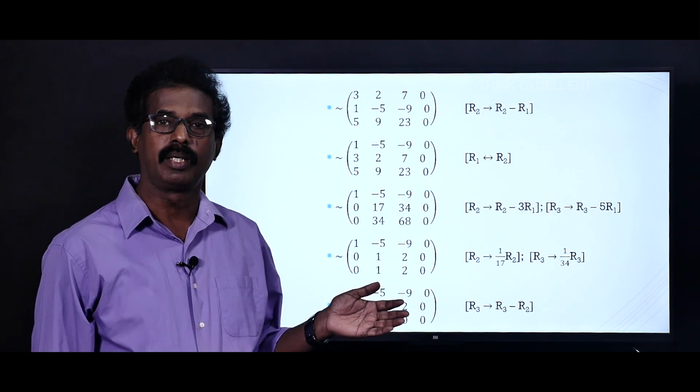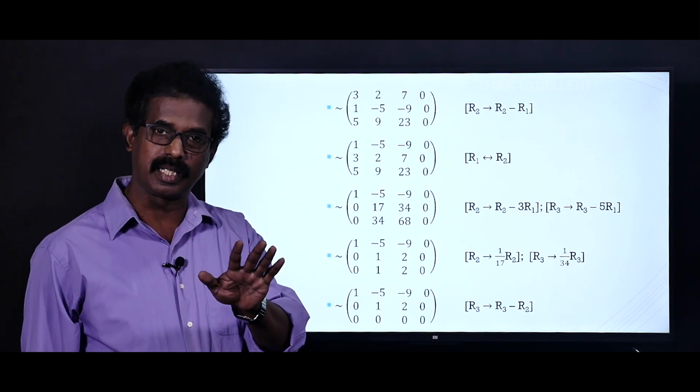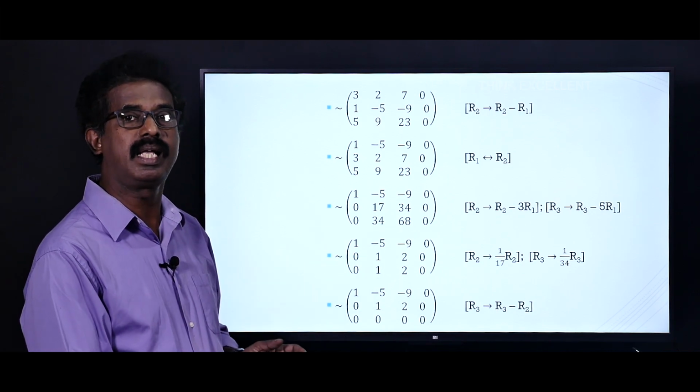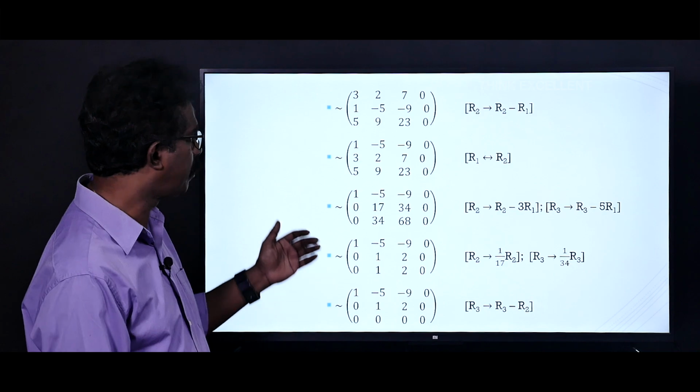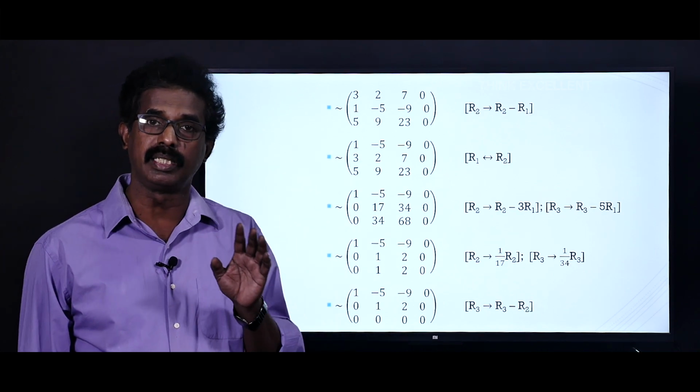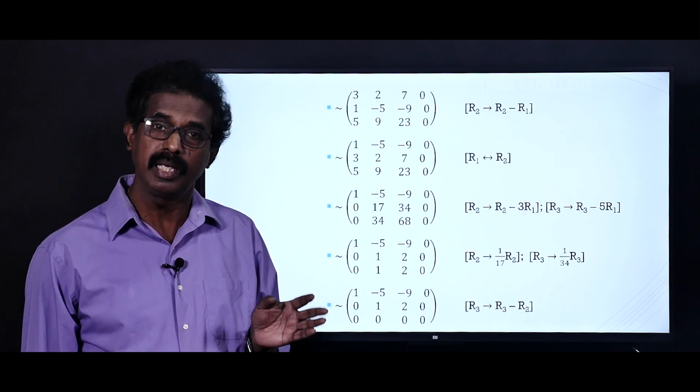So what you can say? Ranks are equal. So it is consistent. Already you know homogeneous system is always consistent. But less than number of unknowns. Here number of unknowns are 3, X, Y, Z. But the ranks you are getting 2. So it is consistent. It has infinitely many solutions.